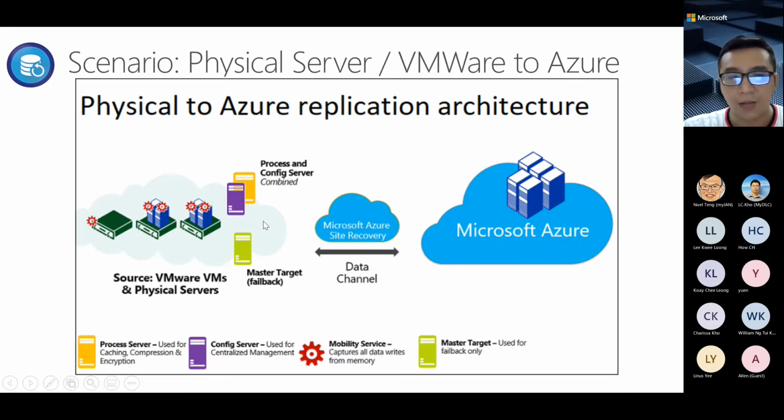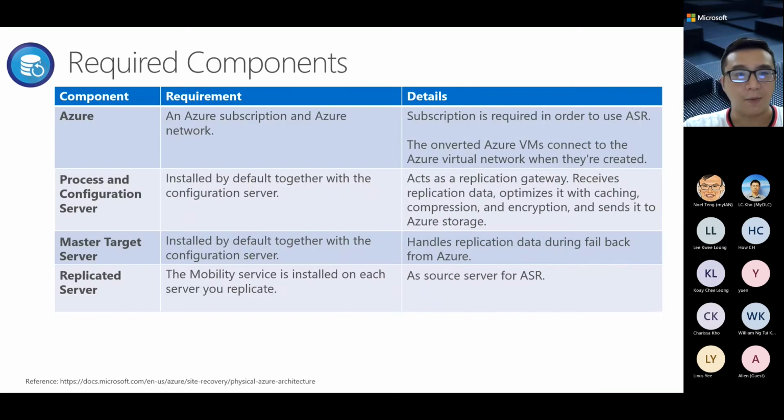You just require a Hyper-V host. It can directly replicate the data to Azure Site Recovery. But for VMware and physical servers, you need this component. This is the extra component. Okay, so let's take a look at the components.